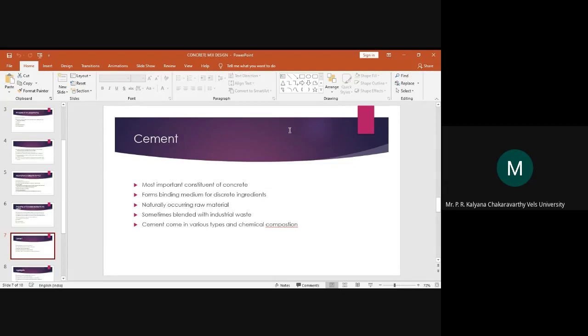Cement comes in various types and chemical compositions. Right now several types of cement are being used. In the olden days there were only two types of cement: OPC and PPC. OPC is nothing but Ordinary Portland Cement, and PPC is Portland Pozzolana Cement.